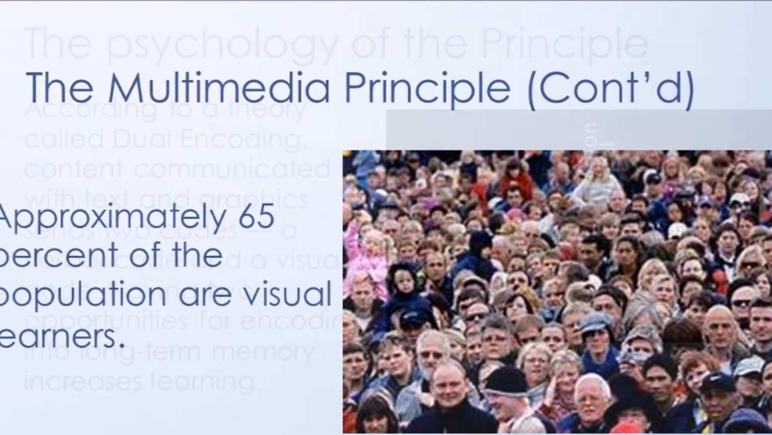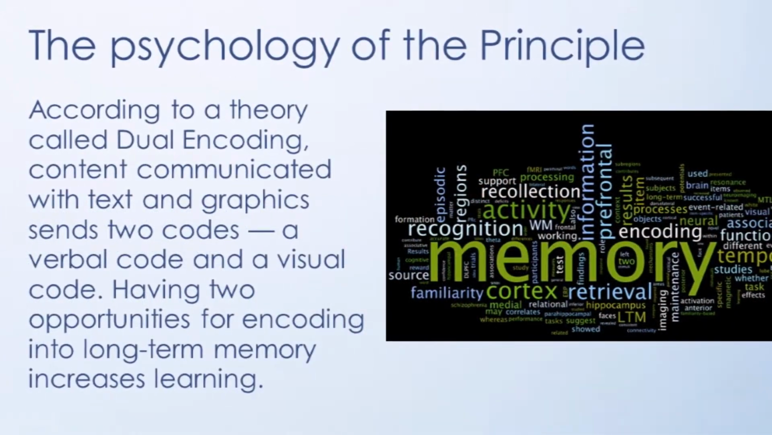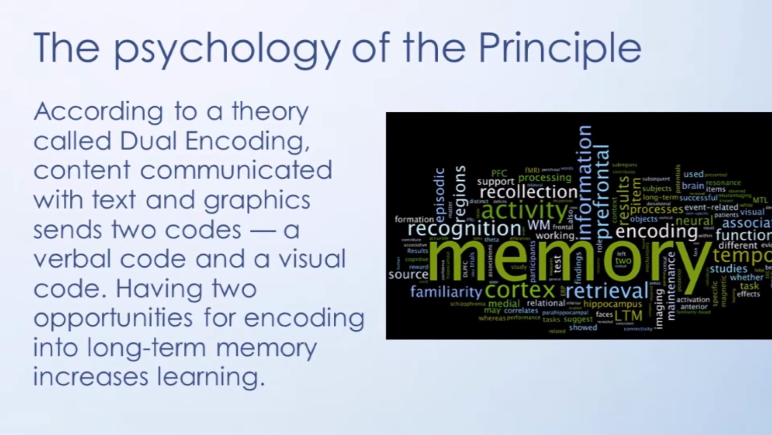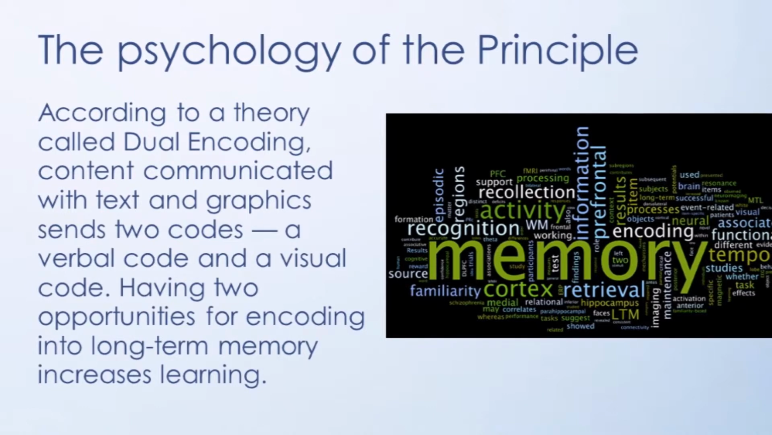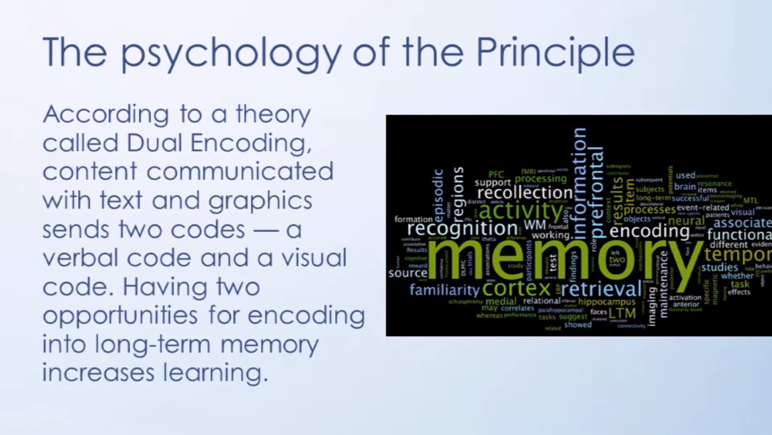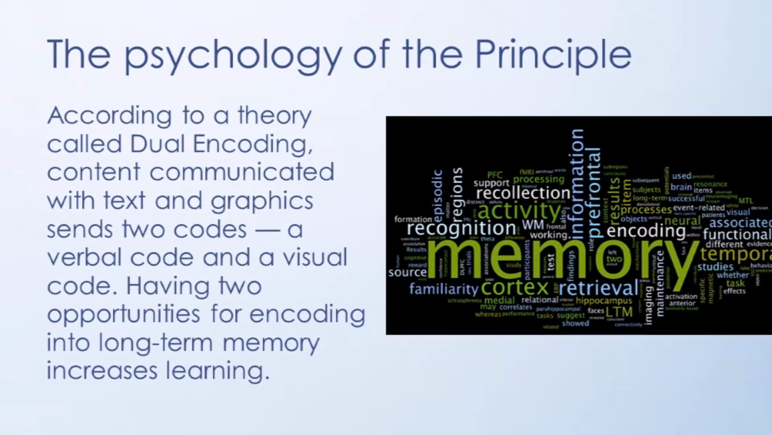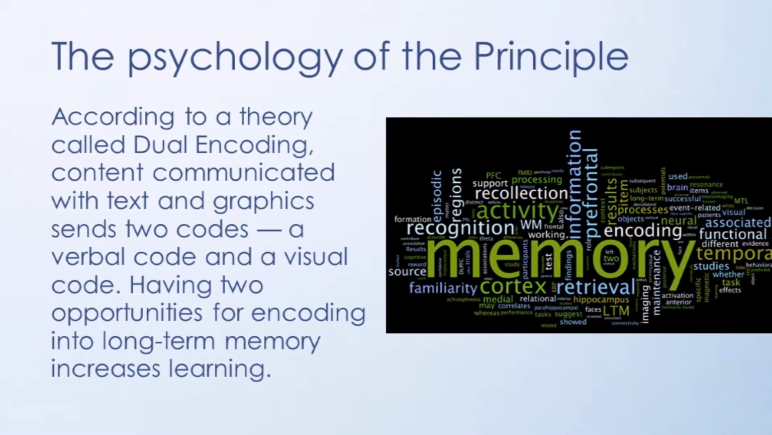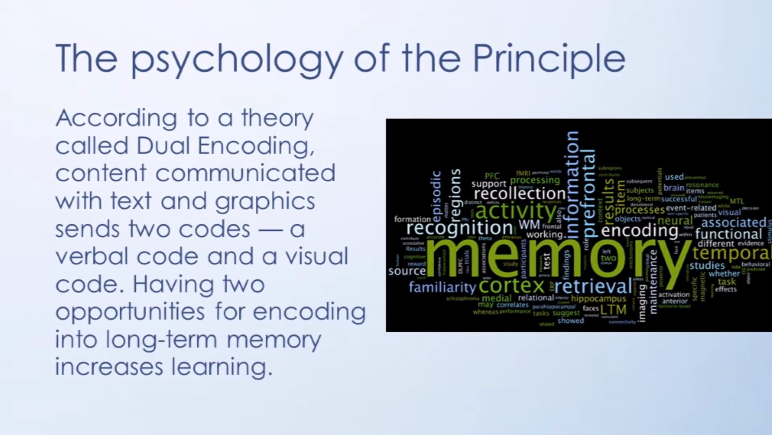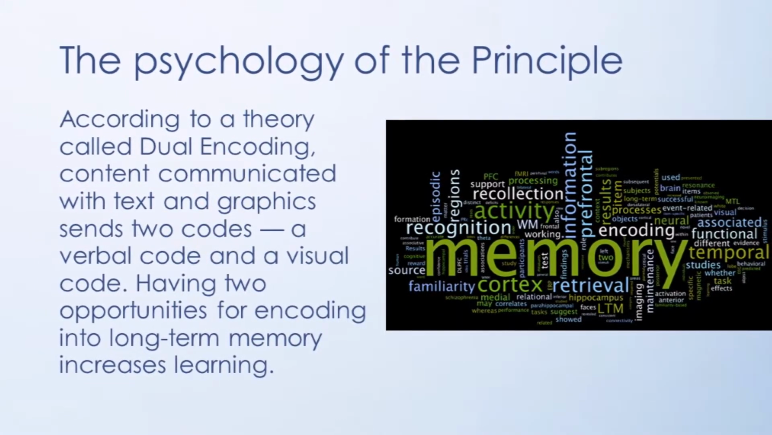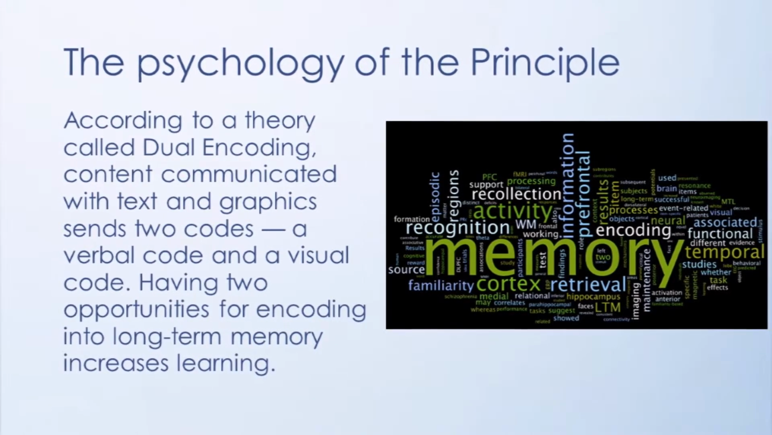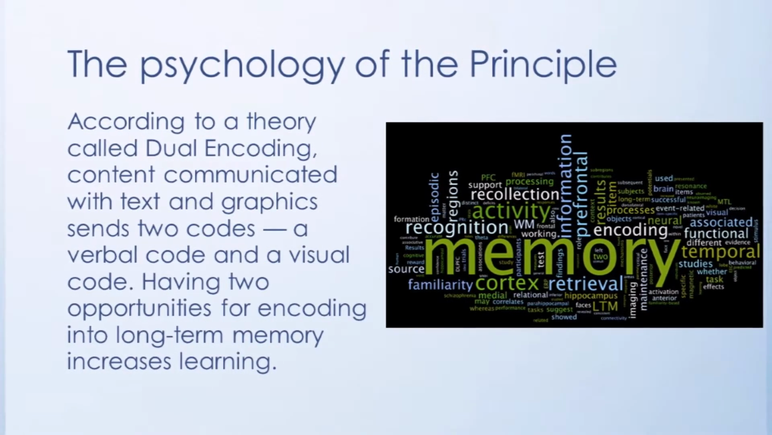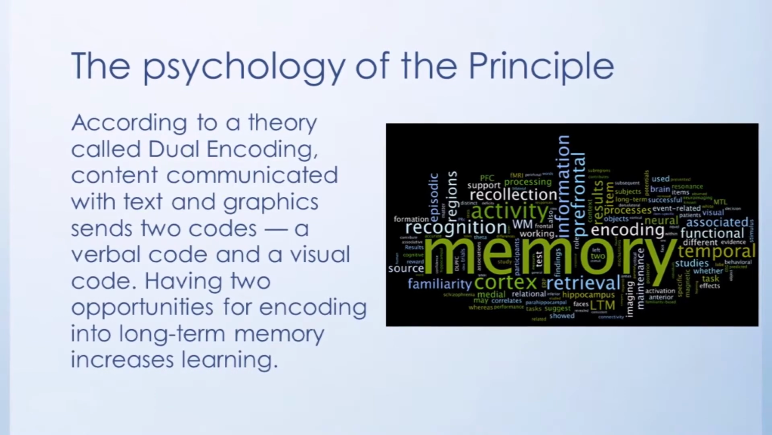The psychology behind the principle. Learning occurs by encoding of new information in permanent memory called long-term memory. According to a theory called dual encoding, content communicated with text and graphics sends two codes, a verbal code and a visual code. Having two opportunities for encoding into long-term memory increases learning.